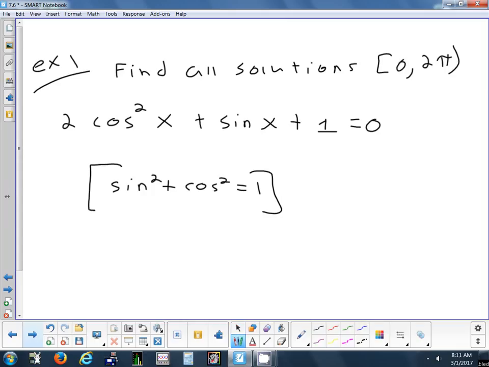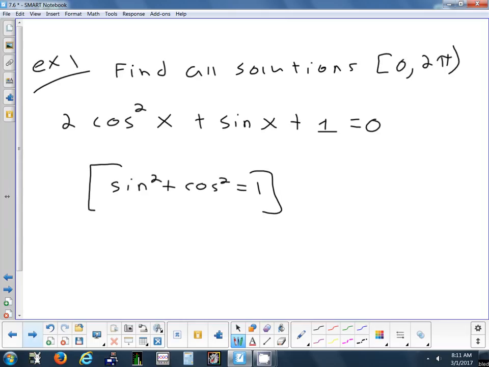All right, so first I'm going to look at the directions. It says find all solutions between 0 and 2 pi. So we are not putting plus 2 pi k on our answers. We're finding specific solutions.